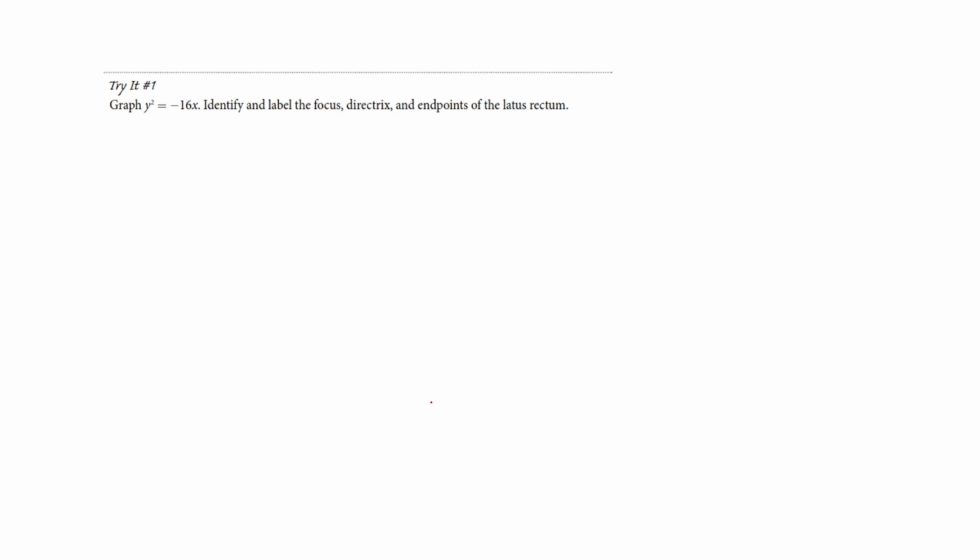Let's do another one. Okay, so let's talk through this here. y squared equals -16x. So the first thing I see is this is y squared, so this is opening right or left. But this time, this is negative, so I'm not going to open right. I'm going to open left because it's negative. Now, we need to find the value of p, and it's always 4p equals whatever's in front of the x. So p is -4.